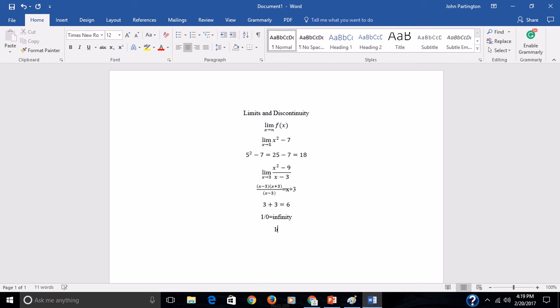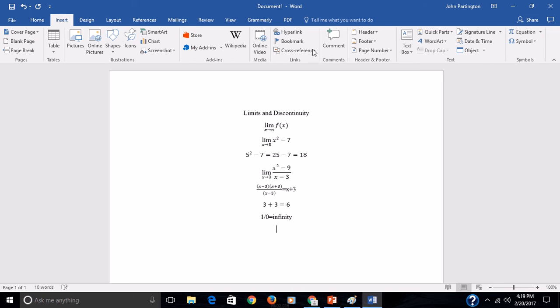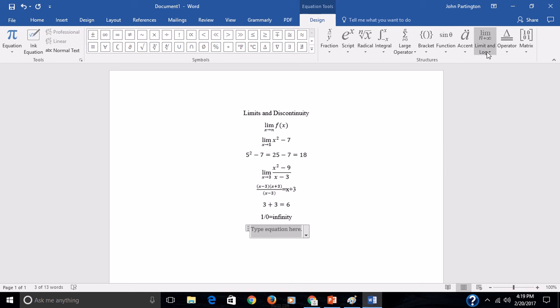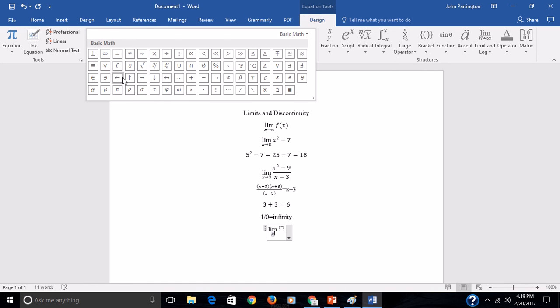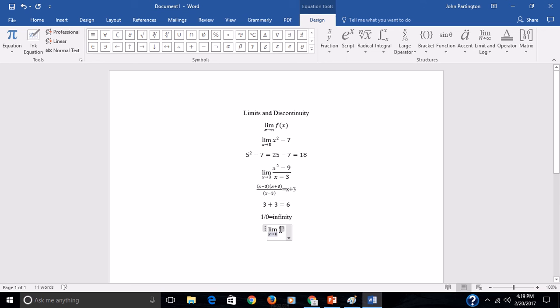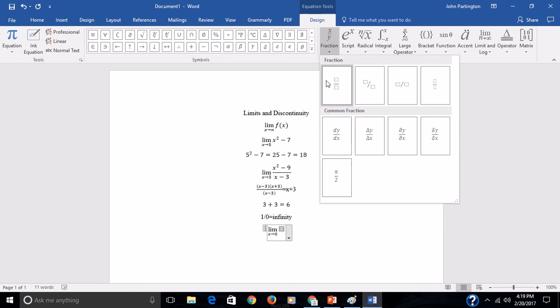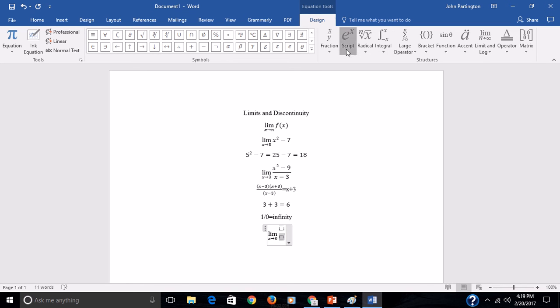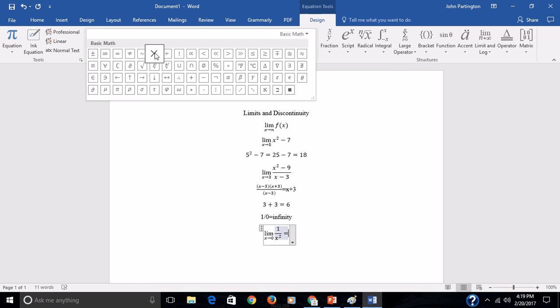So the limit, using this equation writer, the limit as x goes to 0 of 1 over x squared is going to be equal to infinity. Where is infinity? And, oh, there it is.